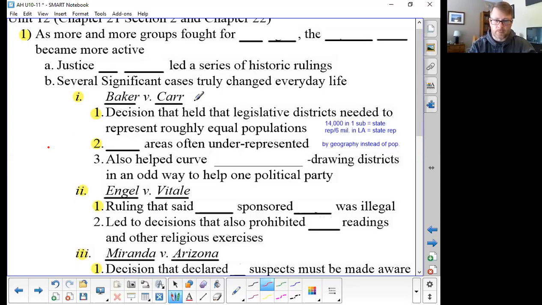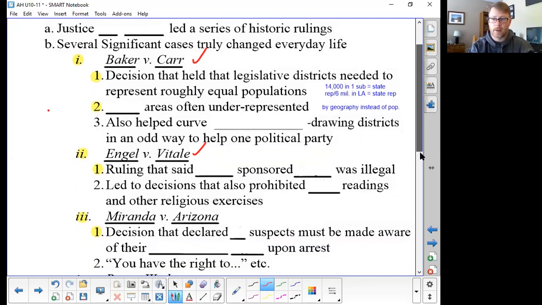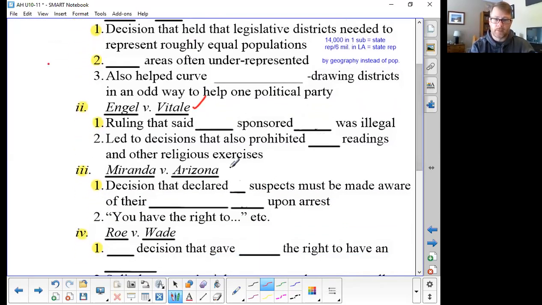So the first one is Baker versus Carr. This said legislative districts had to be roughly equal in population. That's pretty important because urban areas, which often have more minorities, were underrepresented. Engel versus Vitale. School-sponsored prayer was illegal. It was not considered proper from this point on to have a public school advocating or appearing to advocate for any particular religion. Miranda versus Arizona, the idea that you had to be made aware of your rights, that you had a right to an attorney.